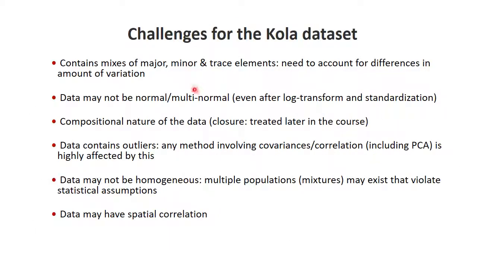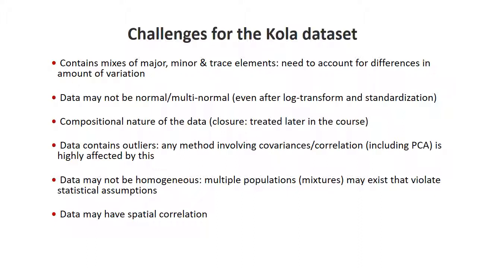Why does it become a whole lot more challenging? Well, first of all, we have mixes of things. So often major and minor oxides, but also we have trace elements. So we have to account for this difference in amount of variation. So standardization is a big issue here. For most of the cases for PCA and factor analysis, we do assume some form of normality, for things to become easily interpretable, and that's often not the case. And so that's something we have to worry about.